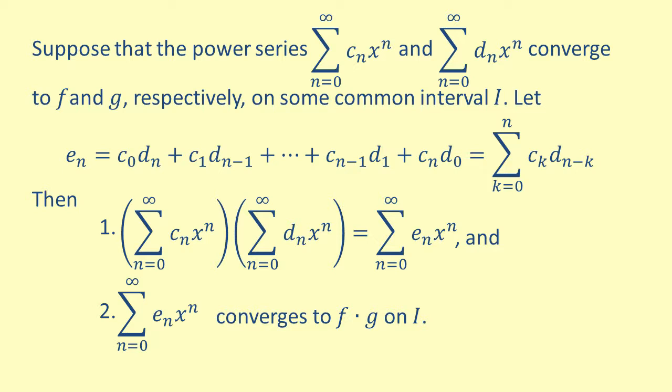What this means is that the product of two power series is also a power series, and the new power series converges to the product of the limits of the original two power series on the same interval. The resulting series is known as the Cauchy product of the two original series.